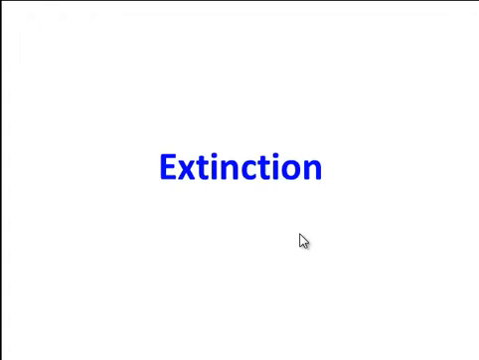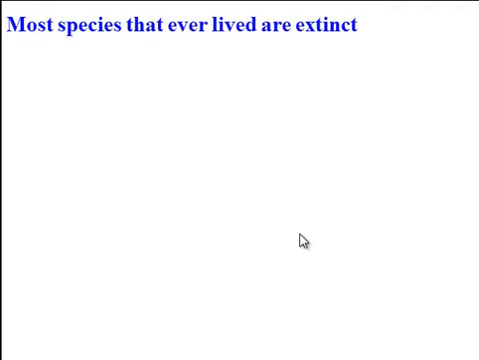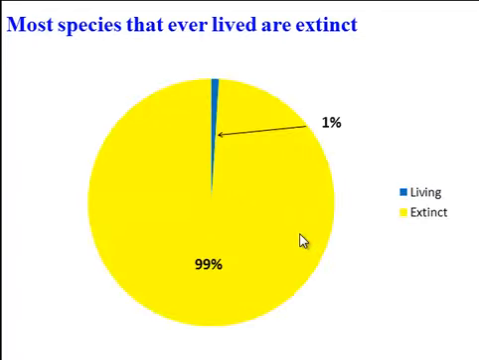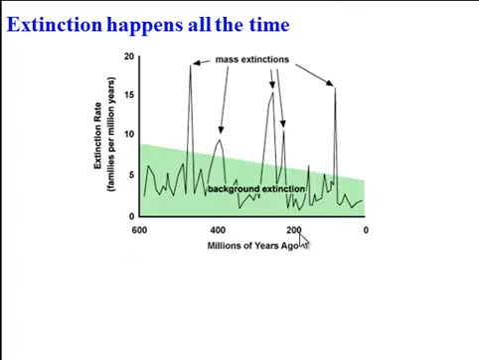Extinction. Extinction, in a way, is the opposite of speciation, so you might be wondering what it's doing in this slideshow, but extinction does connect. The truth is that most species that ever lived are now extinct. 1% remain of the 99% that ever emerged through speciation events. And extinction happens all the time.